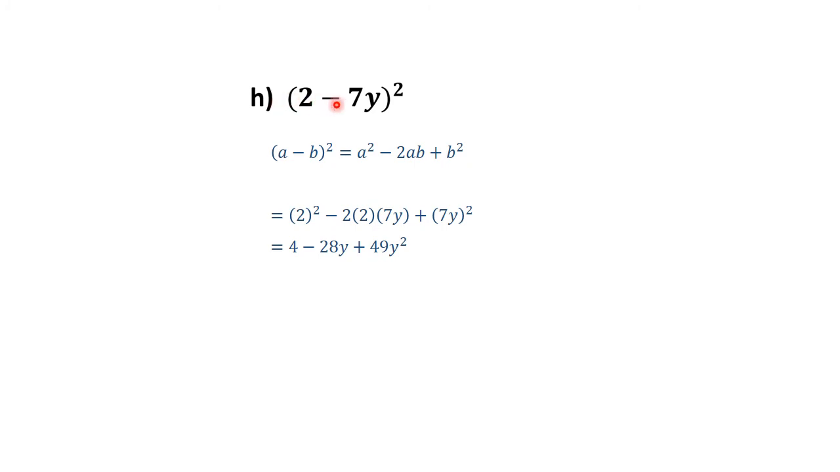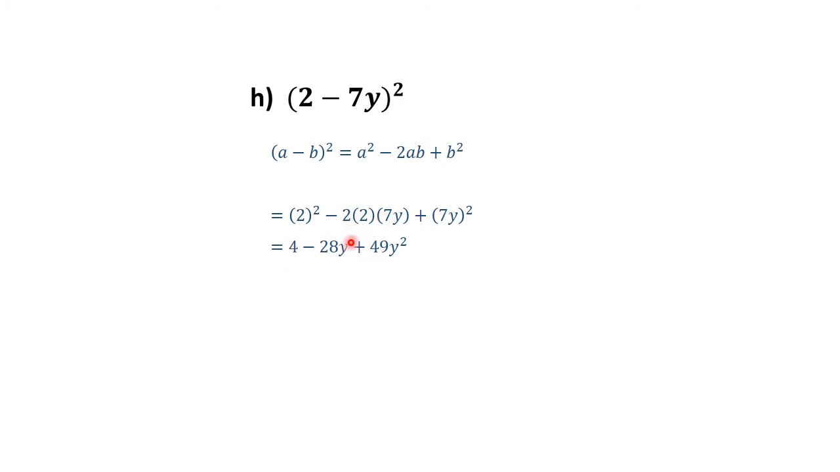Part H, 2 minus 7y in brackets square. We will use this formula here. A minus b square is equal to a square minus 2ab plus b square. A is 2, b is 7y, means 2 square minus 2 into 2 into 7y plus 7y square. Simplify it. 2 square 4. 2 times 2, 4.